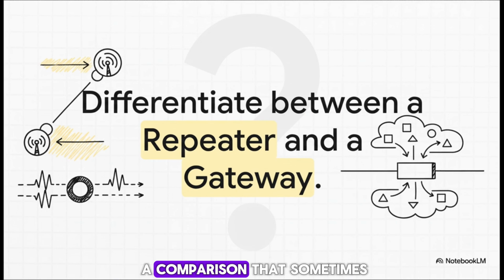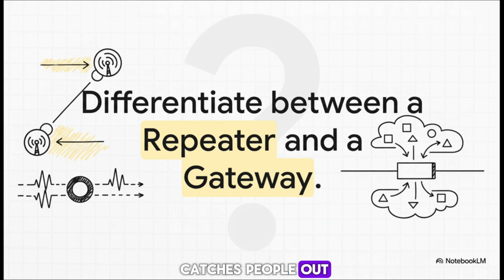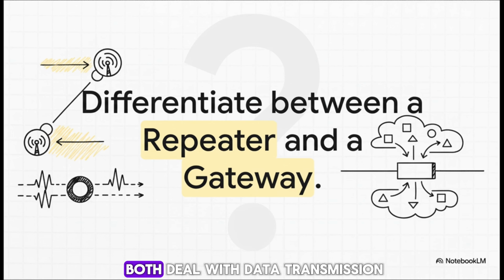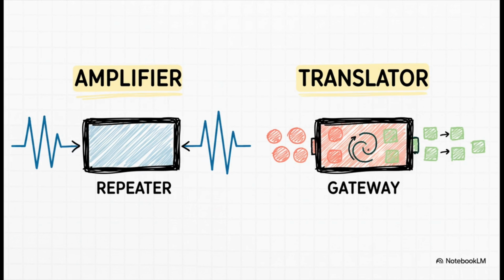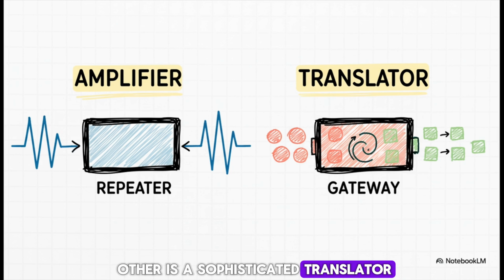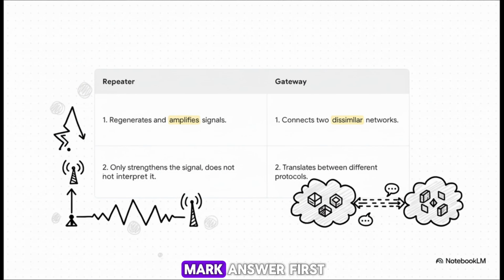Okay, next up is a comparison that sometimes catches people out. Repeater versus gateway. They both deal with data transmission, but what they do is completely different. The key concept here is to think about what their job is and where they do it. Think of it this way. One is just a signal booster, a simple amplifier. The other is a sophisticated translator.